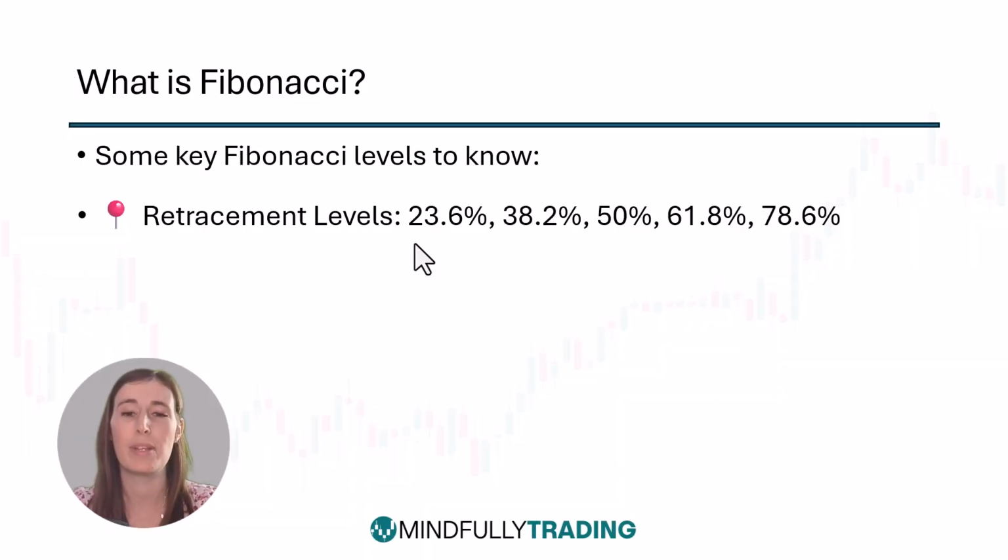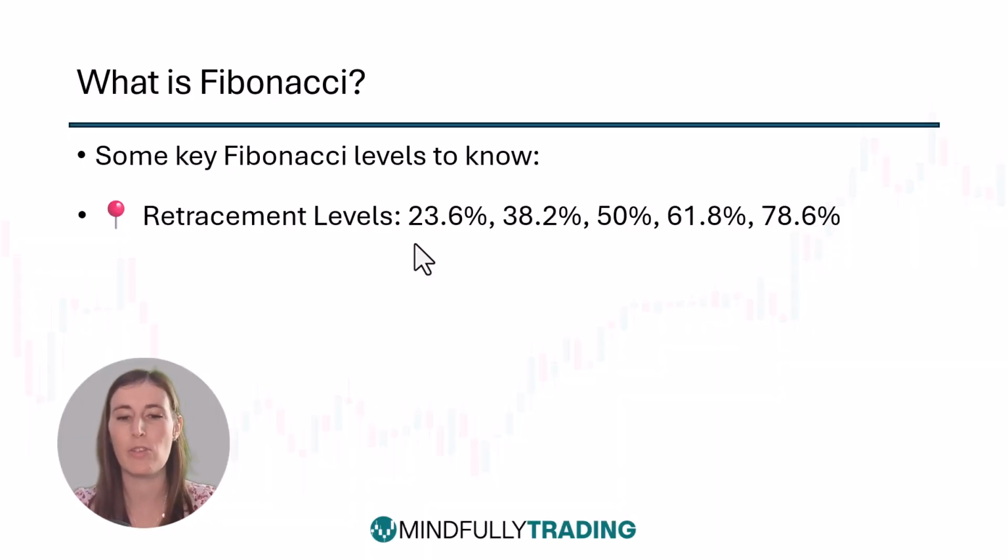In trading, we use Fibonacci ratios, which are naturally occurring proportions. You can find them in nature, you can find them in the markets, you can even find them in your own psychology. And we use them to find potential areas of support and resistance, as well as trend reversals. Here are some key Fibonacci levels to know.